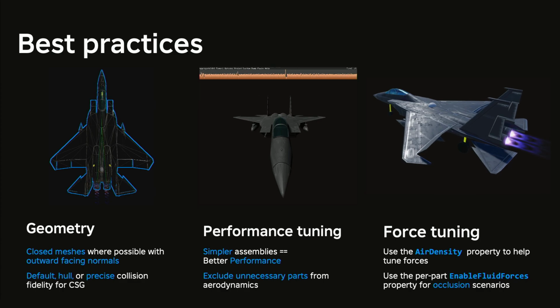Finally, for tuning your aerodynamic forces, since it's adding a whole bunch of new forces to the system, you can always use that air density property that I talked about before to add or remove that force multiplier. That can help you debug some things before actually jumping into the geometry. Also, remember that enable fluid forces can be used for different scenarios. Especially for occlusion, because we don't support that yet today, if you're walking into a building, you might want to turn off aerodynamic forces on things inside that building. We are working on proper occlusion culling down the road, but we just don't have it ready for public preview yet.